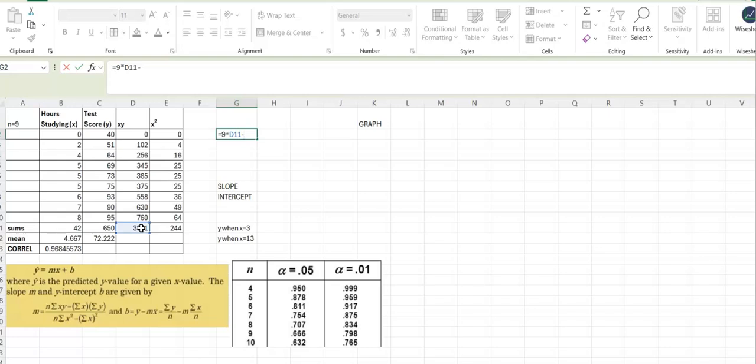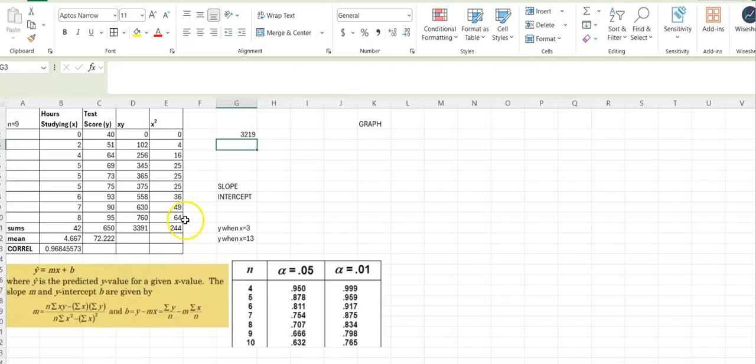And from that, I'm going to subtract the sum of the x's times the sum of the y's. So I'm going to point to the sum of the x's, multiply it times the sum of the y's, put my ending parentheses, and there is my numerator.